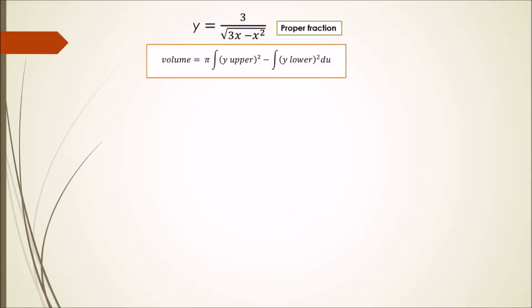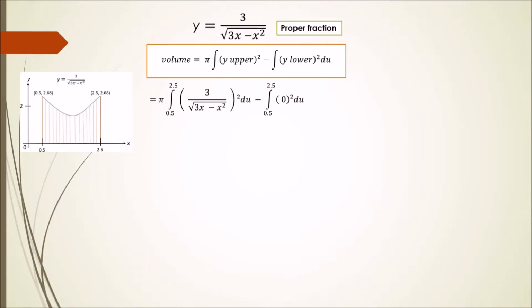So this is the example of the equations. So write back the equation. This is equation of proper fraction. When the proper fraction, we do not use the long division. Write back the volume of integration is pi integrate y upper squared minus integrate y lower squared dx. So write the upper lines minus lower lines. This is the reference, the upper lines and lower lines. So the lower line is constant, it means 0.